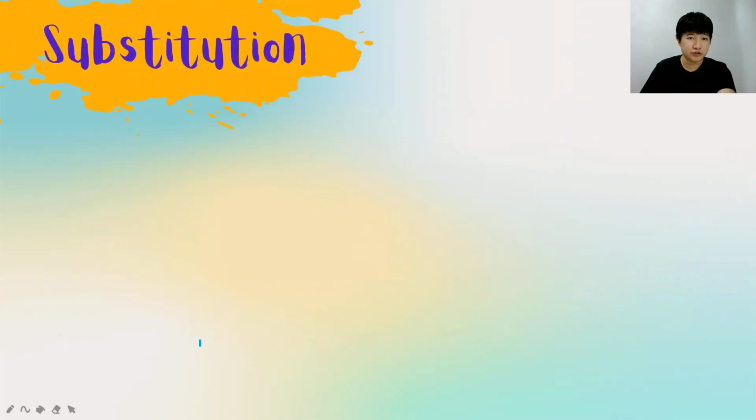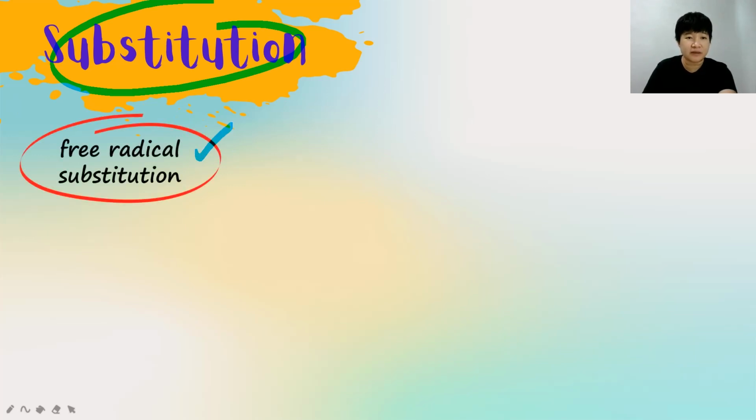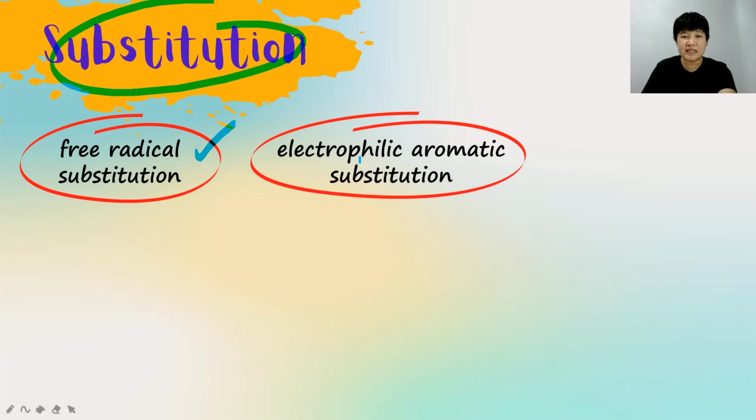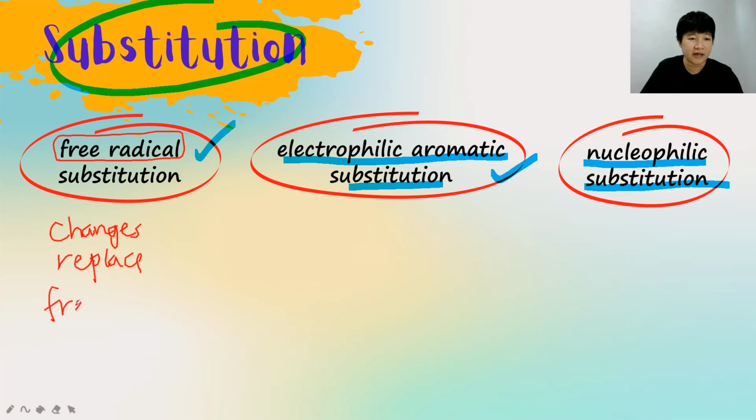We start off with substitution. We have 3 types of substitution over here. The first one is free radical substitution. The second is electrophilic aromatic substitution. Last but not least, nucleophilic substitution. Why are we having different names for these substitutions? Free radical is the keyword for free radical substitution, meaning the species doing the replacing is the free radical. Free radical will be the species that replaces in this reaction. That's why it is called free radical substitution.